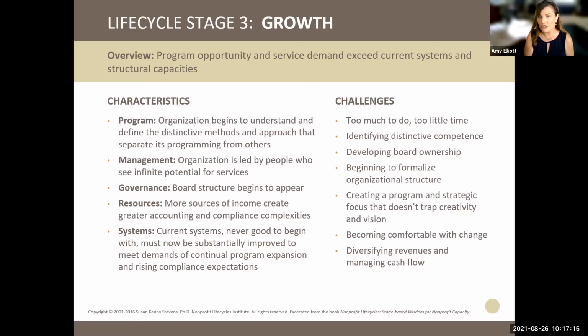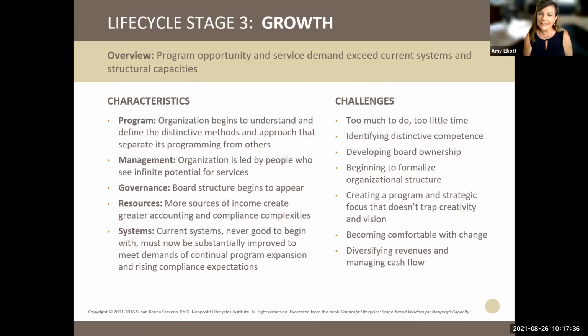Developing board ownership, really getting the board engaged. Formalizing organizational structure, right? We've all got many hats, but let's start to talk about job descriptions. Creating a program and strategic focus that doesn't trap creativity and vision.